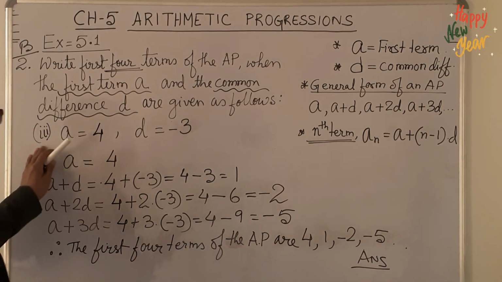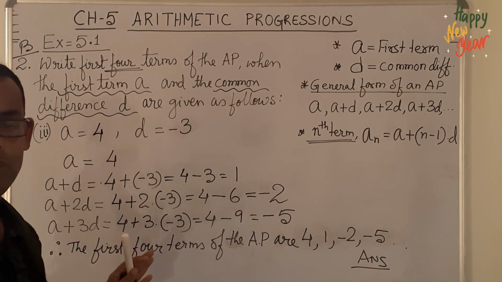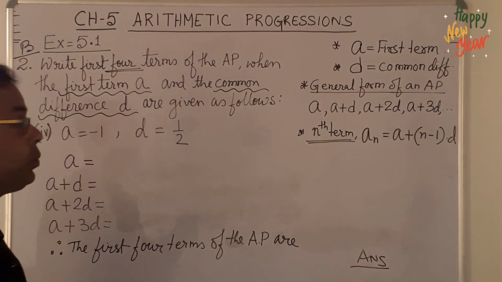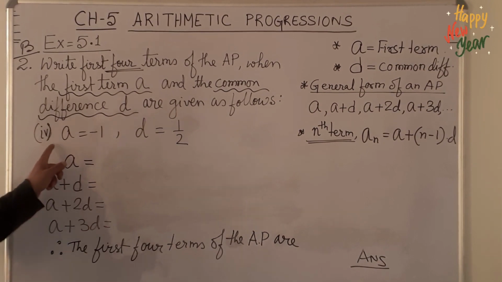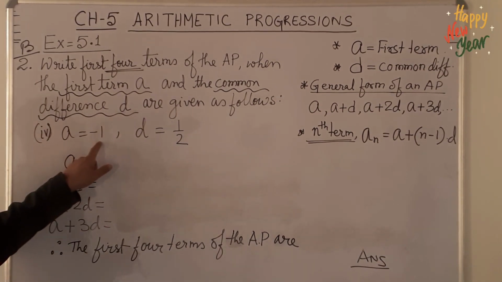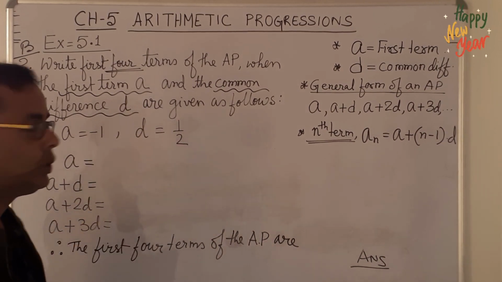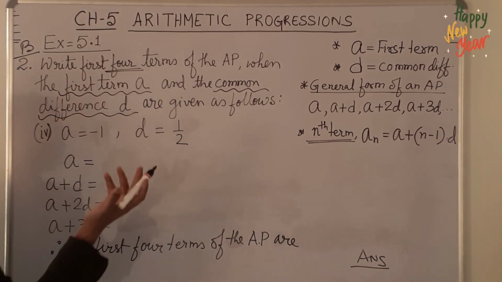I think Roman 3 you have understood. Now we will move on to the next sum. Now Roman 4. So what is A? A value is minus 1 and D value is what? Half, 1 by 2. Here is the fraction, no problem.